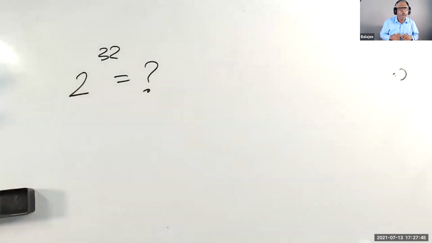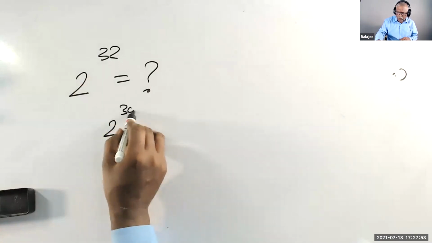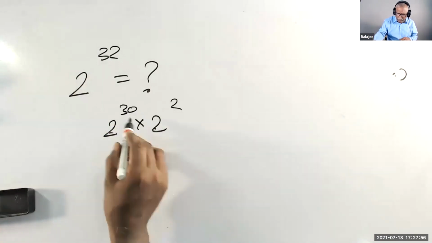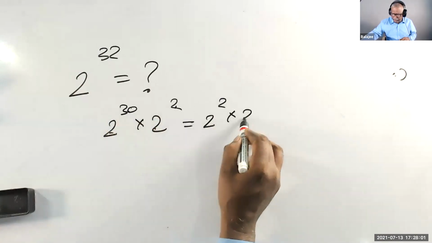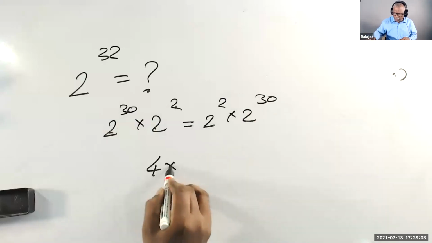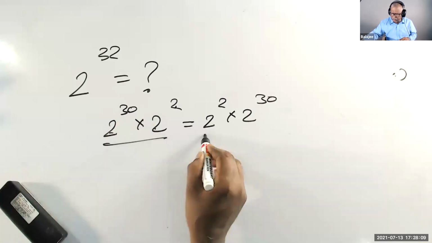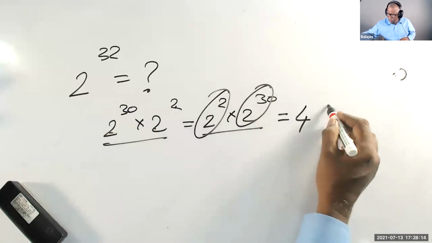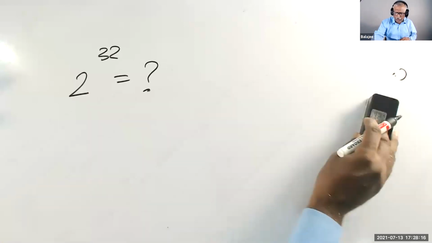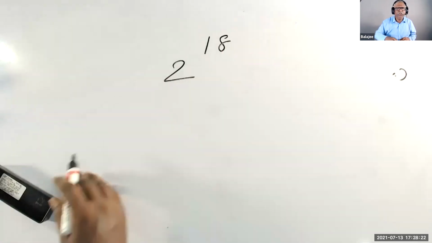You can write this as 2 power 30 into 2 power 2, because 30 plus 2 is 32, equal to 2 power 2 into 2 power 30. Both are the same. In multiplication, 4 into 3 or 3 into 4, both are the same. So I'm doing the same thing now. 2 power 2 is 4. 2 power 30 is giga. So 4G.